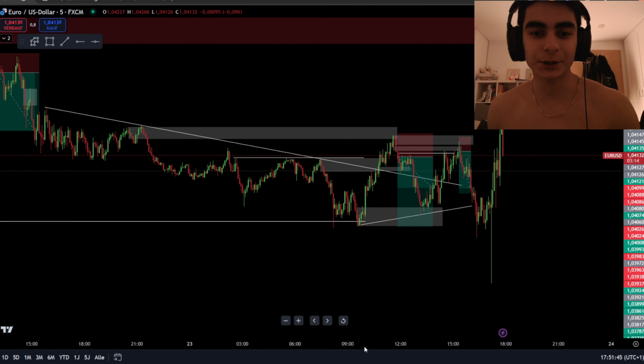This is 1, 2, 3, 4, 5, 6 highs. So this is just liquidity. Price will probably come back even further into this little order block, which I have marked in red, right here. And that's exactly what happened.